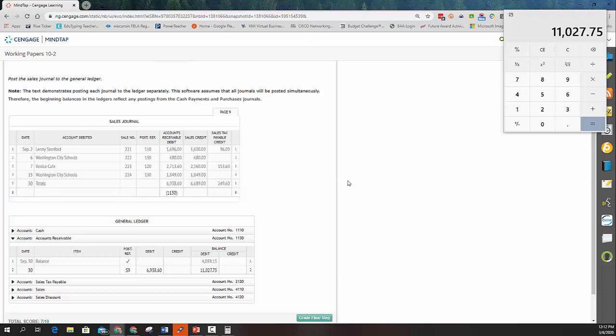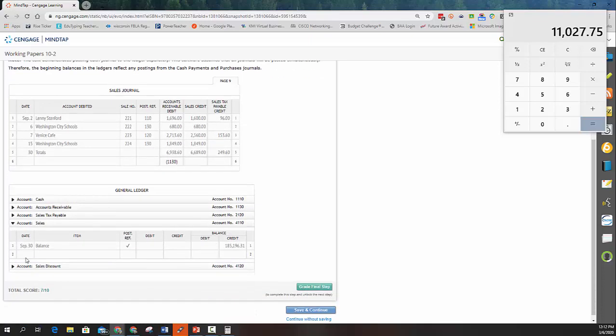The last step that I have to do is get account number 1130 up on the bottom. Our MindTap automatically put the parentheses in there for us, so I don't need to type in a parenthesis, but it will put my account number in parentheses for me. I'm going to go ahead and do the same thing for sales.